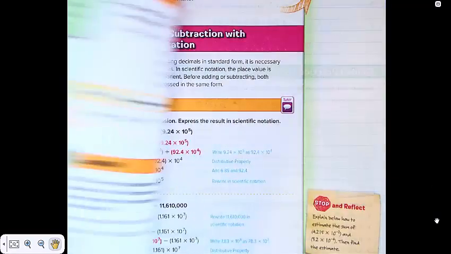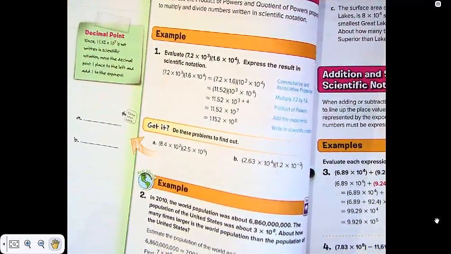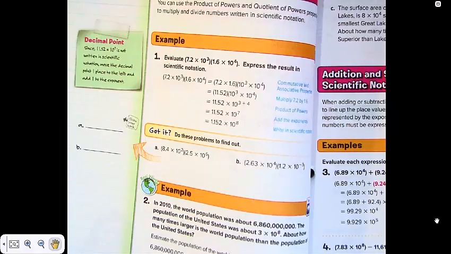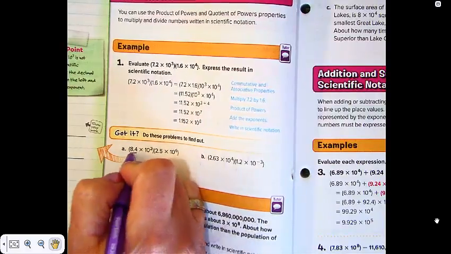Now, let's go on to the next page. We are right over here on example 1. This example looks very similar to what we just did. Pull out the numbers and then pull out the scientific notation and add the exponents together. Let's go ahead and do A right here. I'm going to pull out the numbers.